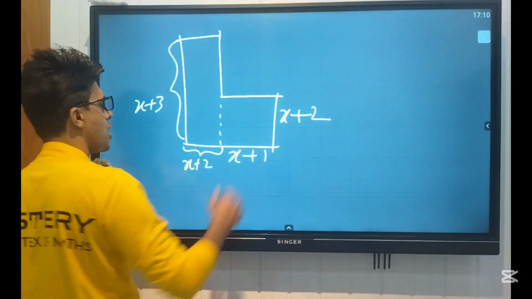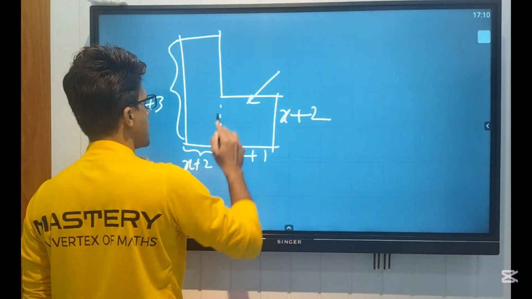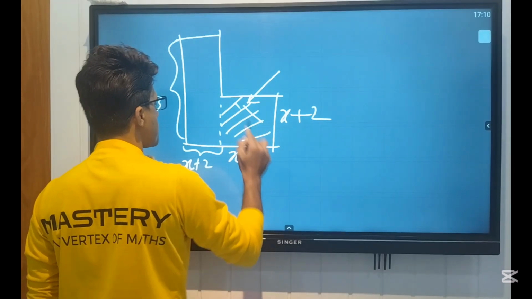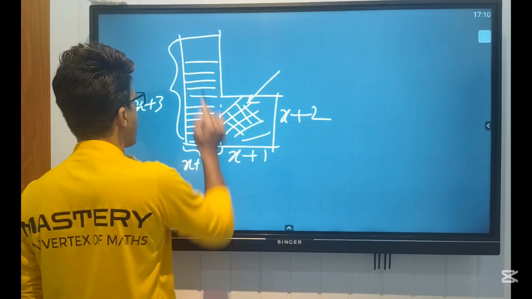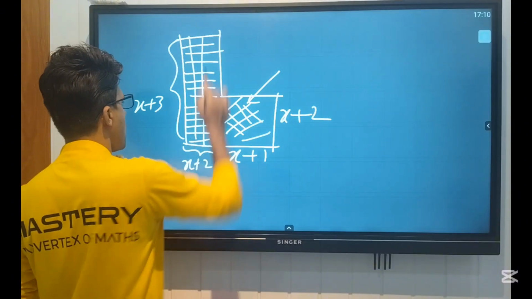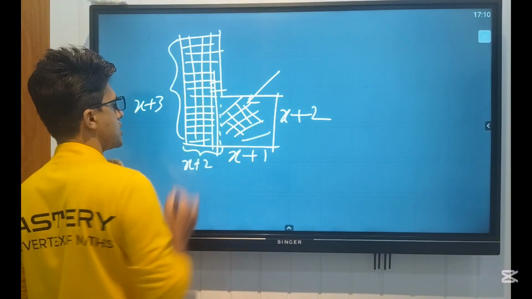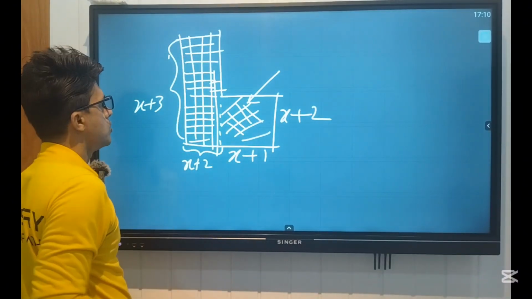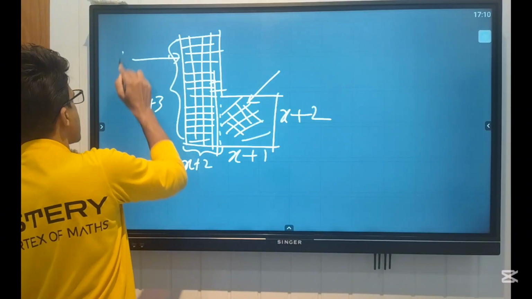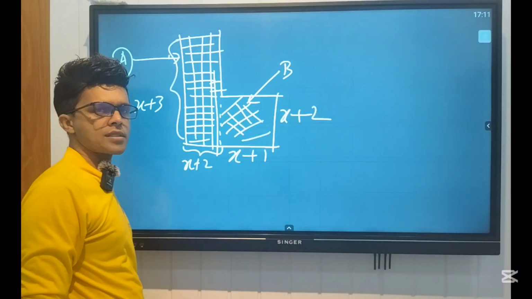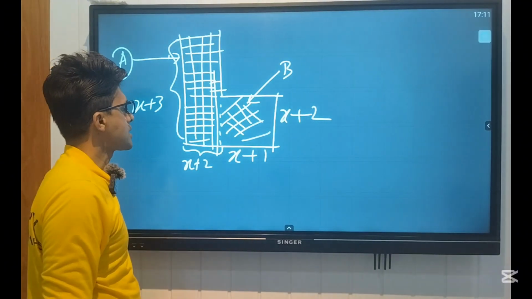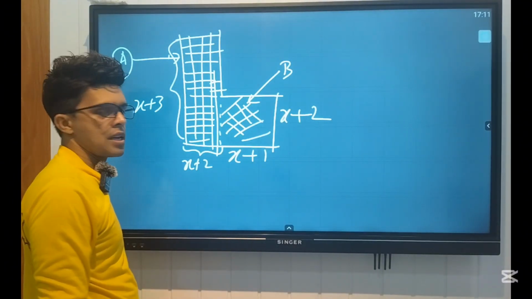Let's calculate the area of this part. Here is a rectangular part, and this part is also a rectangular part. Generally, the way of getting the area of a rectangular part is to multiply this value and this value. I could mark this one as capital A and this part as capital B. According to your willingness, you could mark these two divided segments as capital A and B.